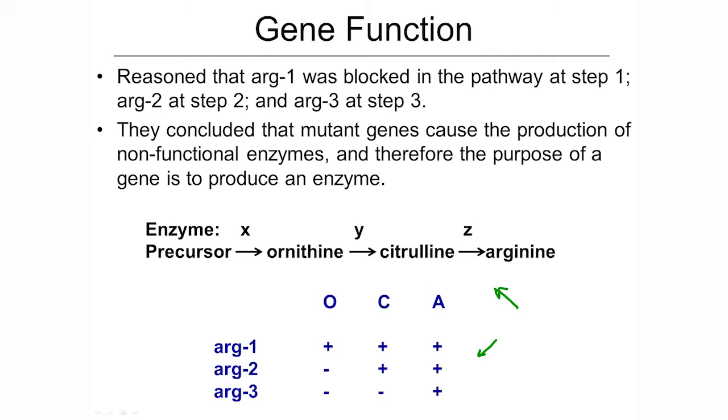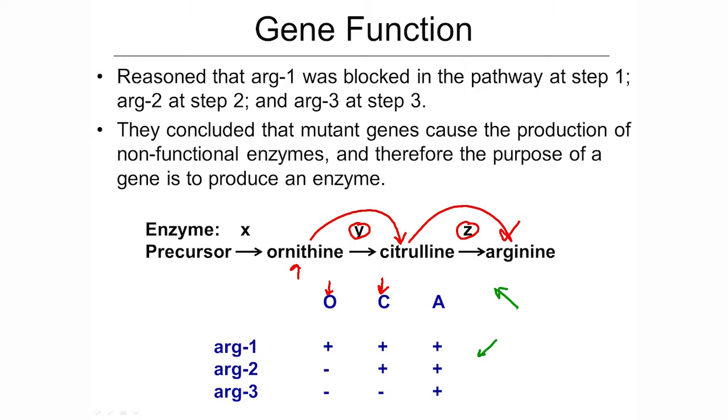All right, so think about Arg-1, right? If you give it ornithine, it can grow. Does that not imply very strongly that it can do this and it can do that? Because that's the only way to make arginine. The pathway is always the same, right? So if you give it ornithine and it can grow, it strongly implies that enzyme Y works fine and enzyme Z works fine. Let's see if the other data is consonant with that.